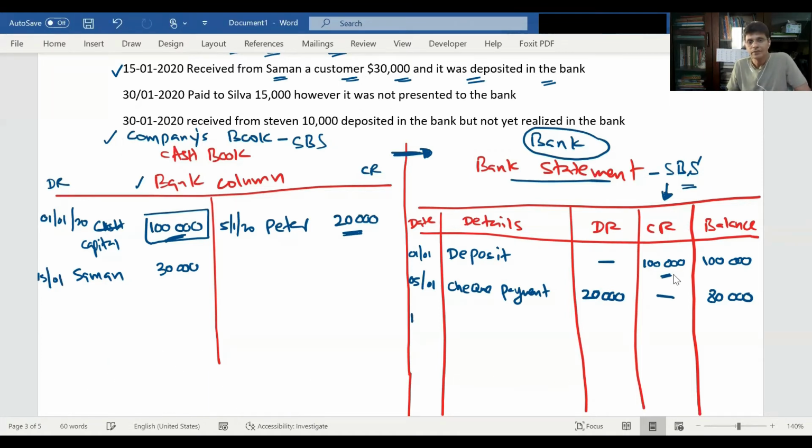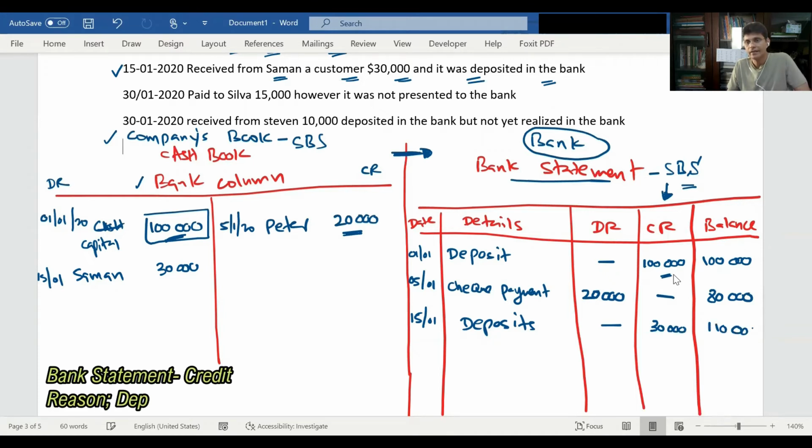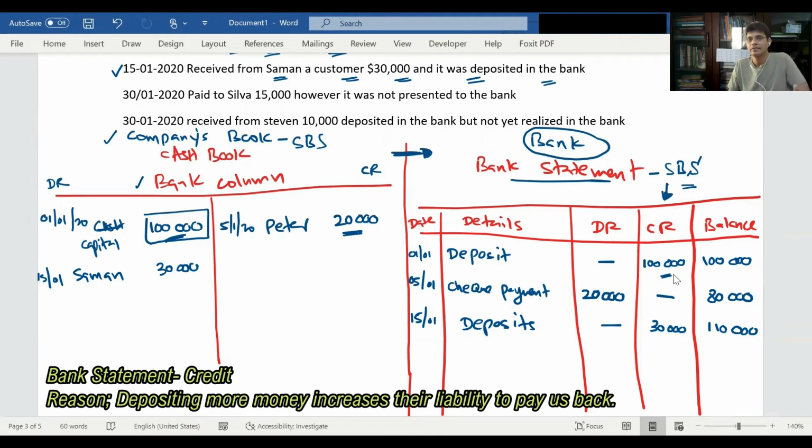From the bank's point of view, this is on 15th January, right? When you deposit this check, what happens? It will be credited, right? We are depositing. So therefore, your balance is 110,000. Is that clear? Okay, up to now it's very clear, right?